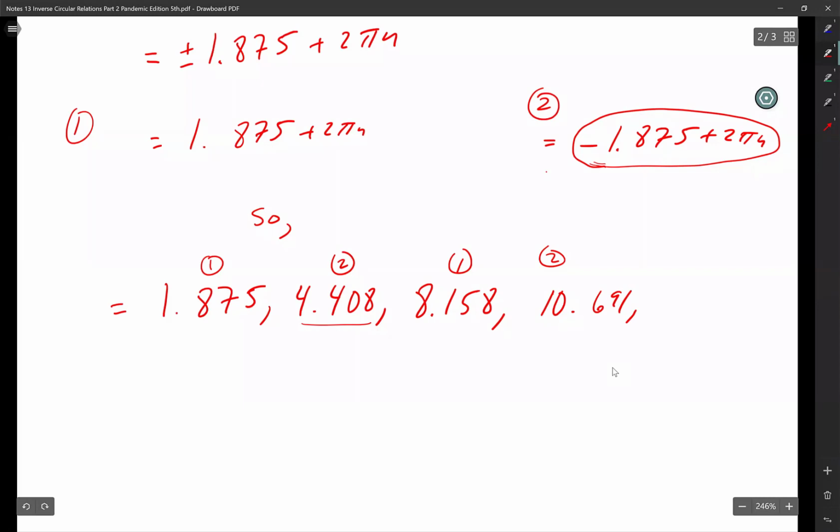1, 2, 3, 4, one more. So then go back to equation 1, the 8.158, and add 2 pi to it. And I got 14.441. And there it is, guys. I wrote down where those equations are coming from. Any questions so far, guys?